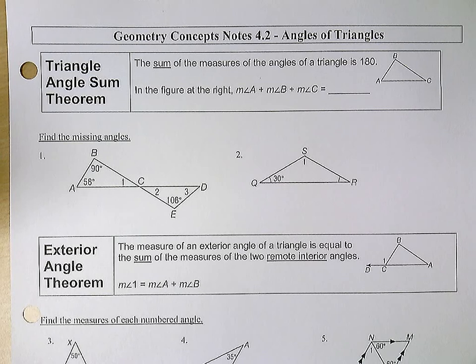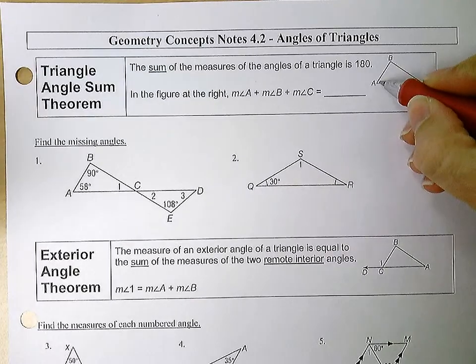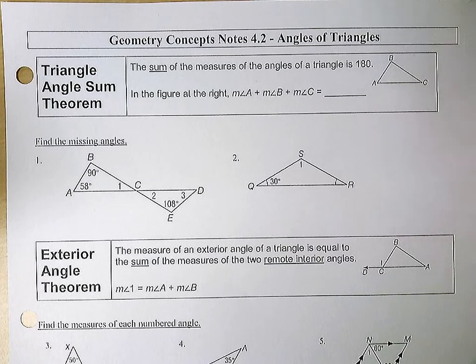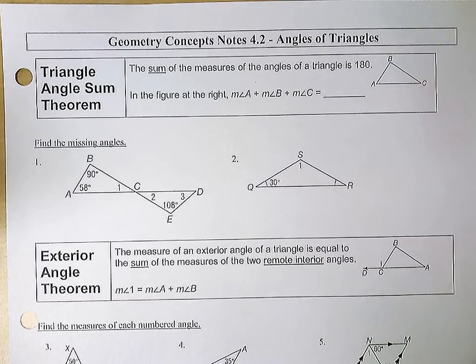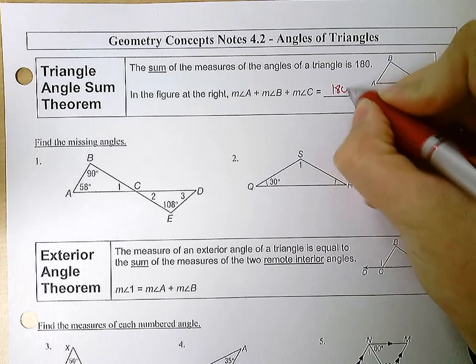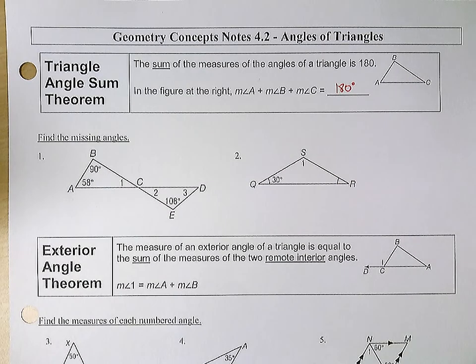All right, so angles in a triangle. First, we have the triangle angle sum theorem. The sum of the measures of the angles of a triangle is 180, right? So in the figure at the right, the measure of angle A plus the measure of angle B plus the measure of angle C, all three together, have to equal 180 degrees. All three angles in your triangle add to 180.